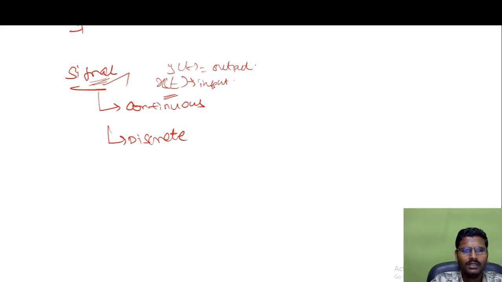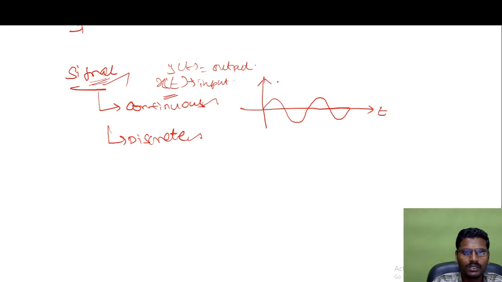So the signal is classified into two types. One is continuous, the other one is discrete. The continuous signal will be in the form of, let us assume, a sinusoidal signal, for example, to denote a continuous signal. Either V or I is on the y axis, and on the x axis we have taken time as reference. So this signal is known as a continuous signal.